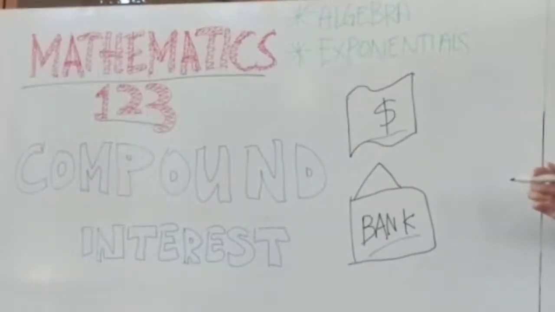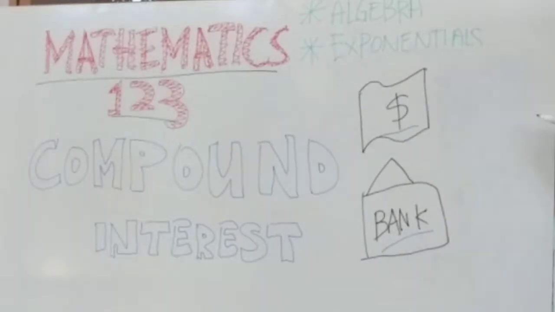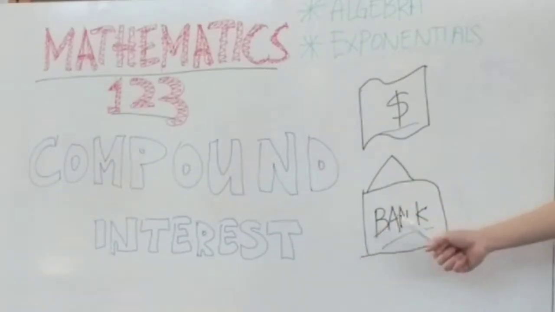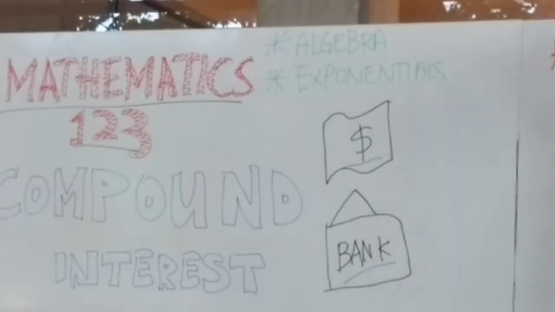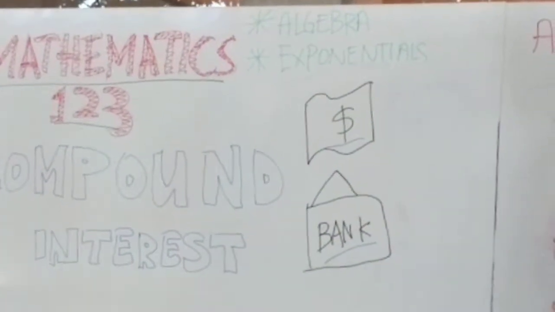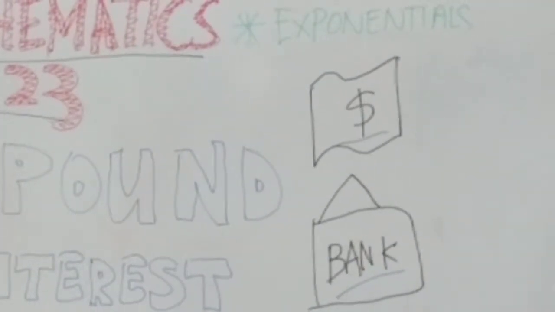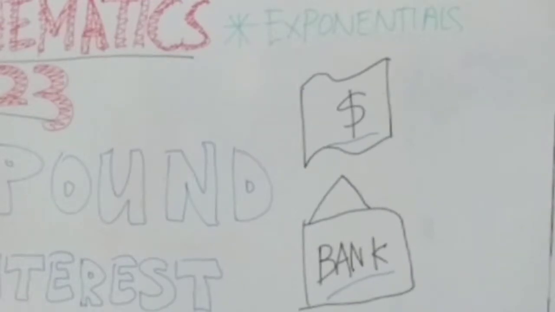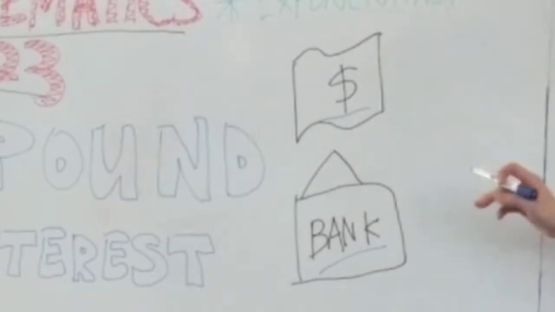Welcome to Mathematics 123. Our focus today will be compound interest, which incorporates components from algebra and exponentials. Modern society's application for mathematics is most visually noticed and observed through the handling of money, cash, and currency. With people partnering up with banks to keep their money safe, they are making the decision to grow their money.